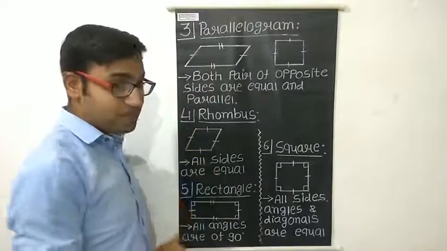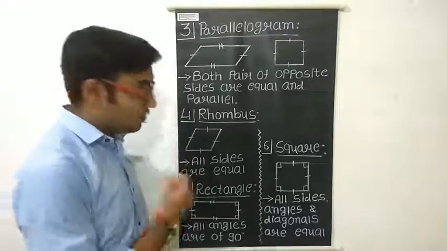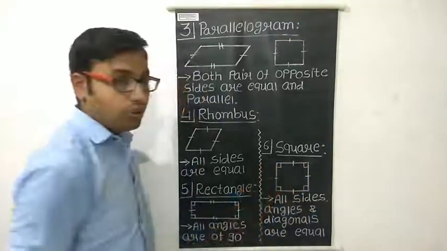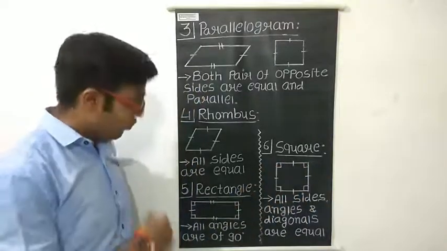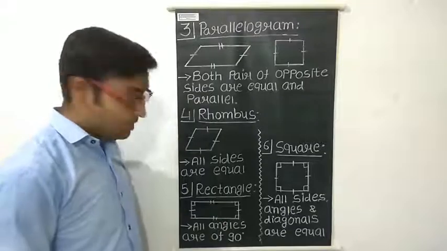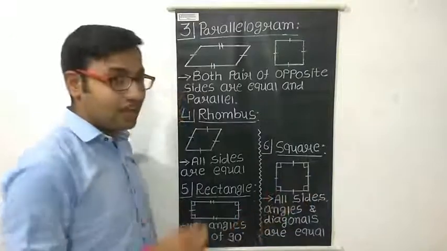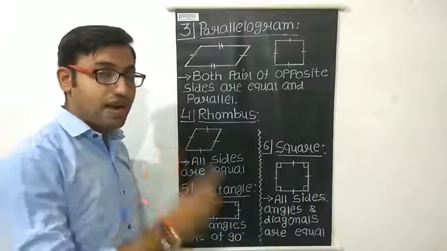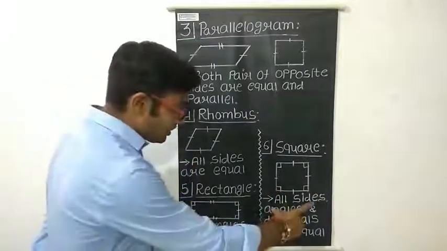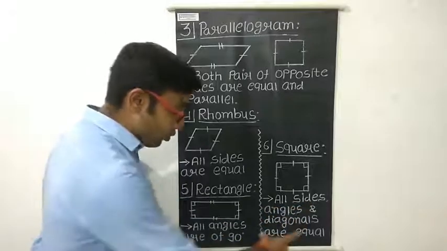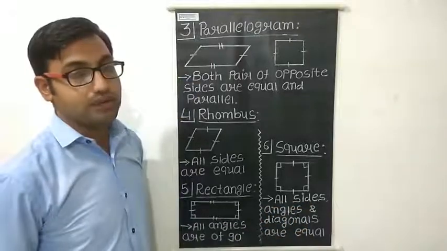additional property of a rhombus? All sides must be equal. So here you can notice that all the sides are also equal. And what is the additional property of a rectangle? All the angles must be equal. So here all the angles are equal and they are 90 degrees. So all the sides, angles and also the diagonals are equal.